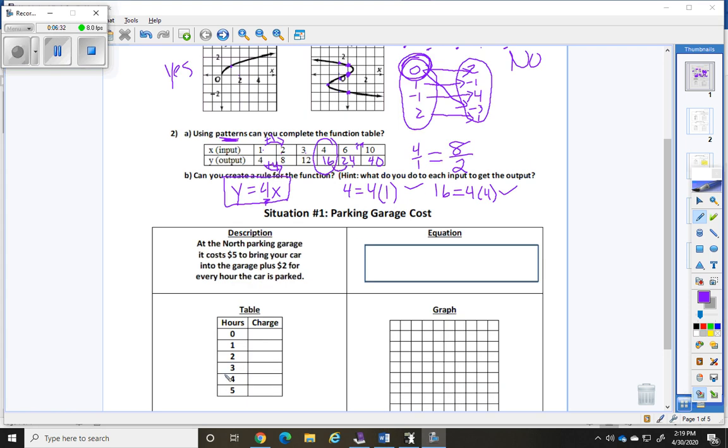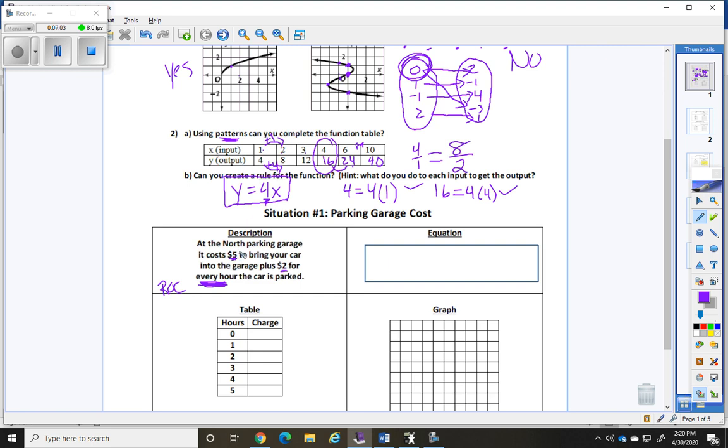So now we're dealing with these multiple representations. The first one is in words. So at the north parking garage, it costs $5 to bring your car into the garage, plus $2 for every hour the car is parked. Remember, when you see things like every hour or each hour, it's representing a rate of change. Remember, rate of change is a slope. So it's already giving me some hints about what the equation is.